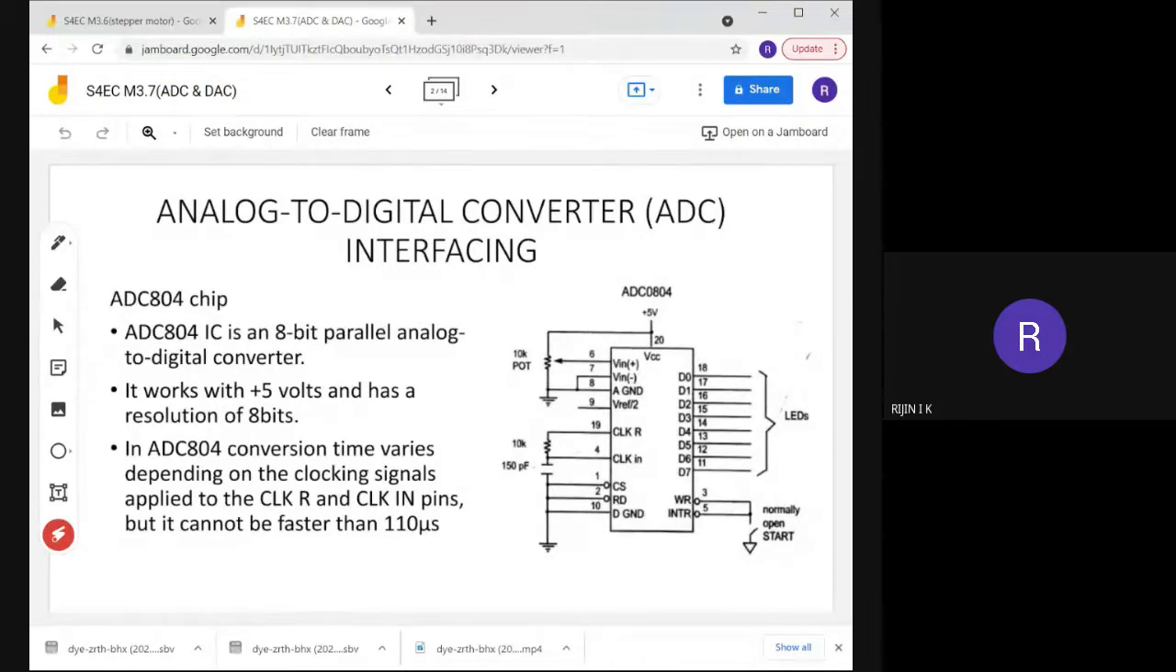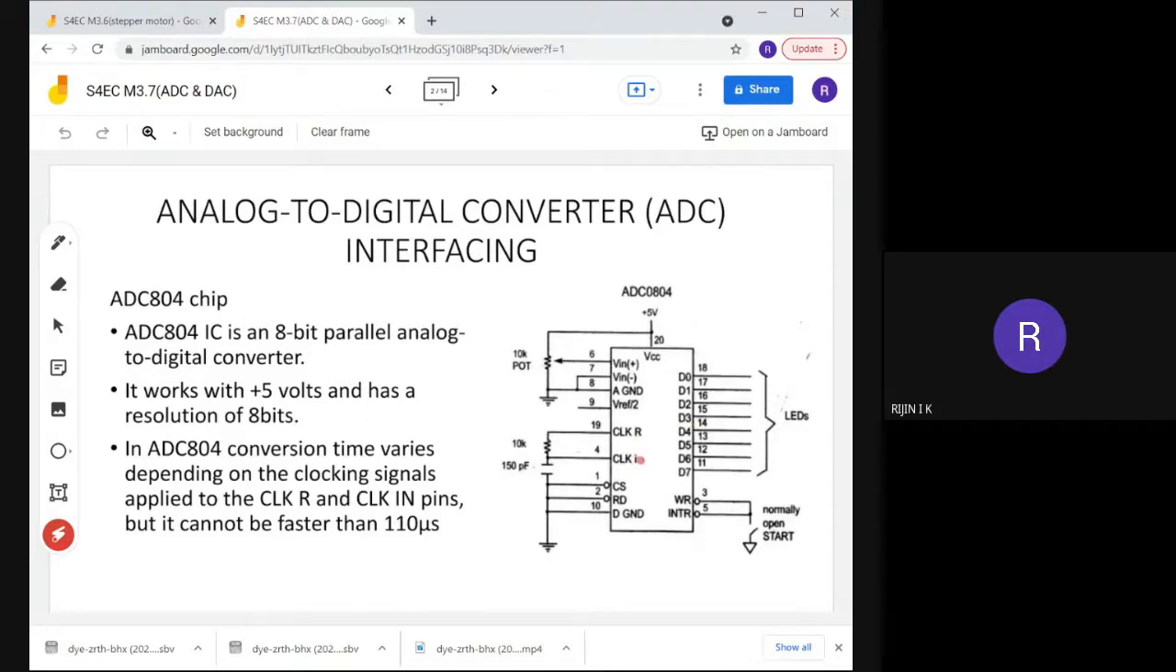Okay, so here in the ADC 804 IC, we can provide a clock signal either as an external or an internal clock signal. Both we can provide. So here, that is CLK IN. CLK IN is an input pin connected to an external clock source when an external clock is used. And CLK IN and CLK R are connected to a capacitor and a resistor to use the internal clock of this 804 IC.